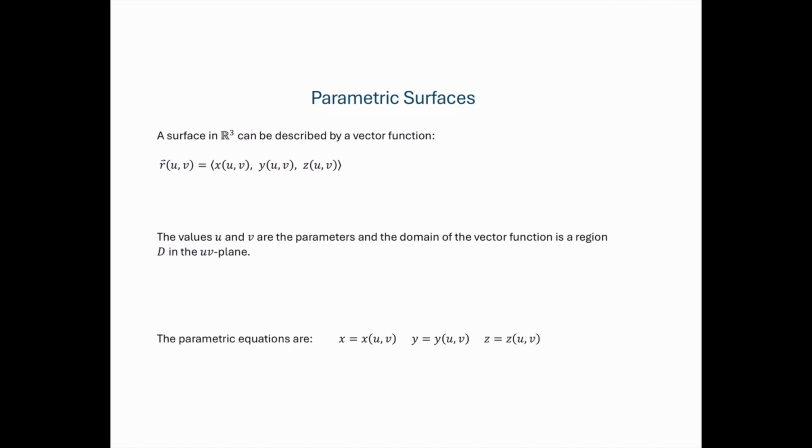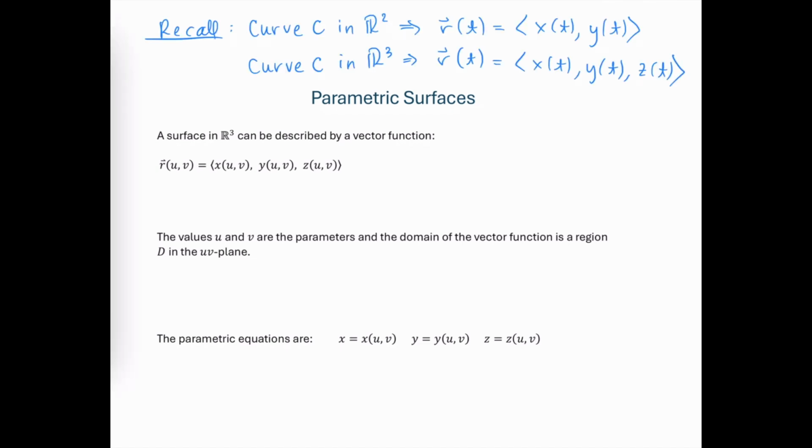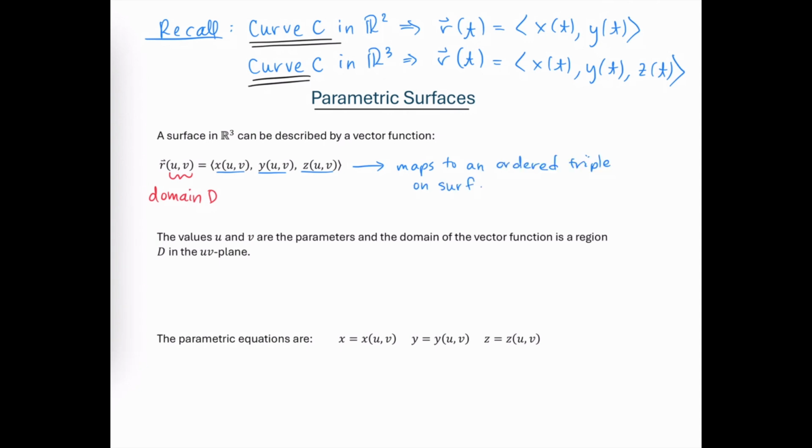Three-dimensional surfaces can also be parameterized. When parameterizing a curve, we were able to do that with just one parameter, whether that be in R2 or R3. But when we parameterize a surface, we're going to need two parameters. The possibilities for these two parameter values are going to make up a domain D, and these u, v parameters are going to be plugged into parametric equations to give an output that is an x, y, z vector pointing to an ordered triple on the surface. And we'll call that surface capital S.